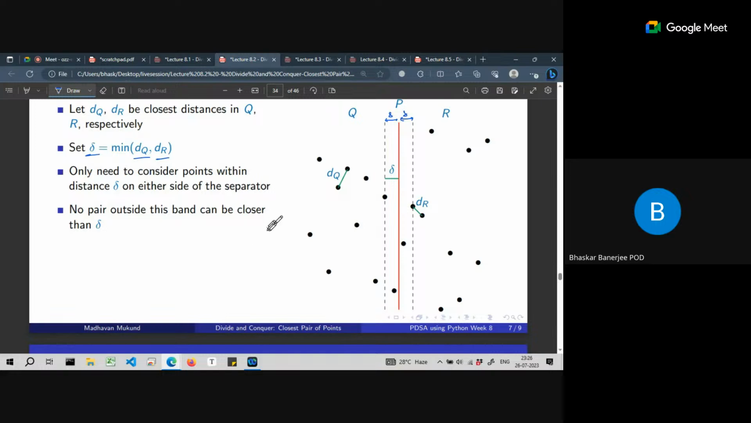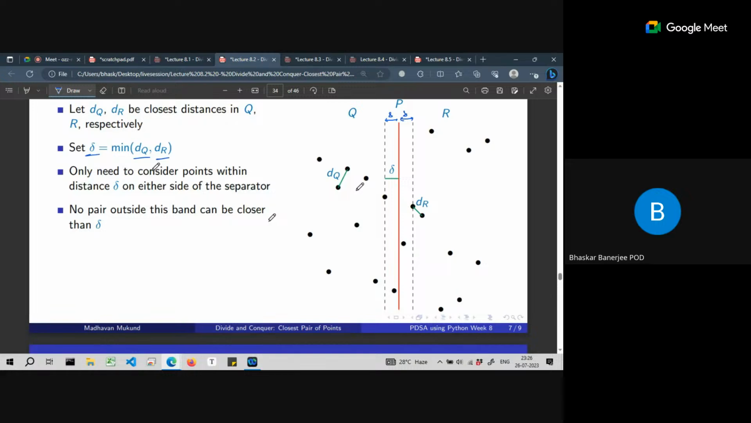Once I get delta, in the merge phase I will create this separate region of delta on both sides. And within this region, I will check, are there any points or not? By the way, why did I create a delta length region? The reason is that I need to find points which might be near to the middle line and on different sides, and that's why their distance was not considered. But those points should be located apart from the middle line not more than delta distance, actually strictly less than delta distance away, right? Why?